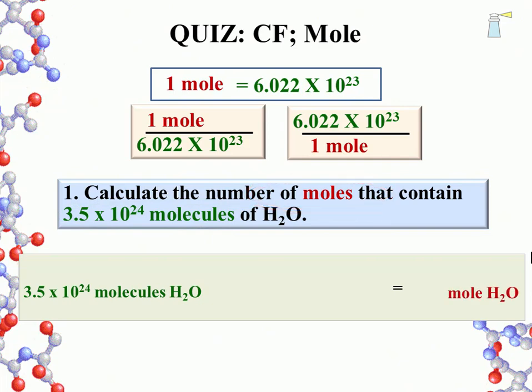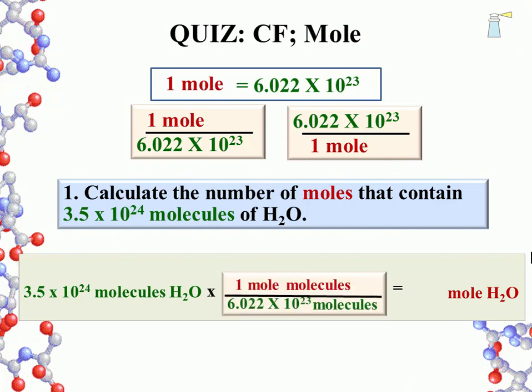The selection of the appropriate unit factor is the next step. The unit factor must have an orientation that cancels out current units, which is count of molecules. Inserting the unit factor and verifying its correct orientation by canceling out count of molecules leaves the desired units of moles. Correctly entering the numbers of this division problem into the calculator will yield a value of 5.8 moles of water. 3.5 times 10 to the 24th molecules of water is 5.8 moles of water.